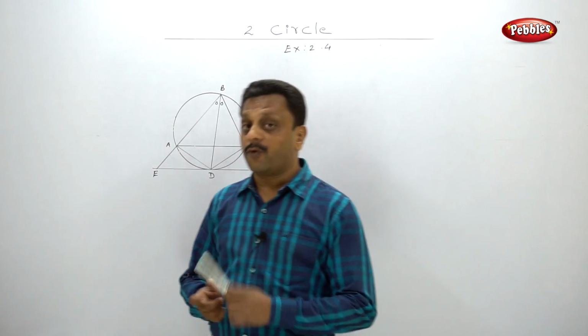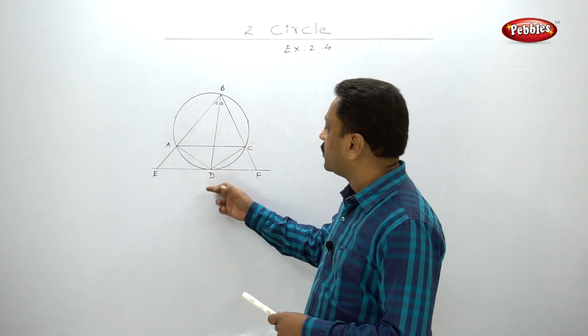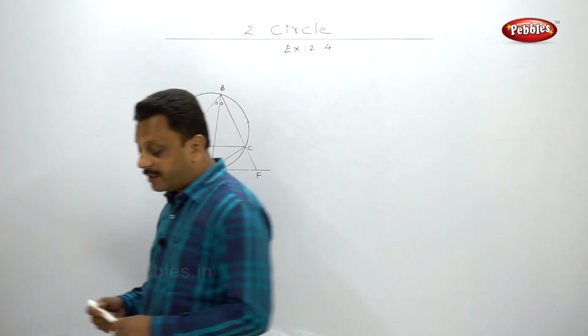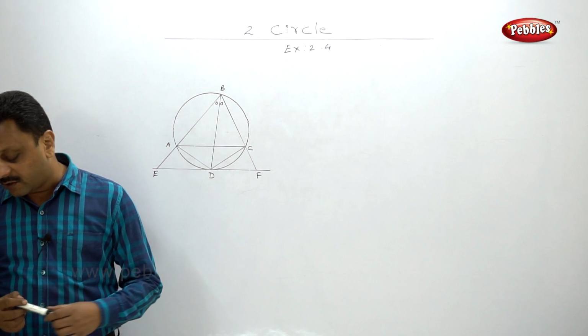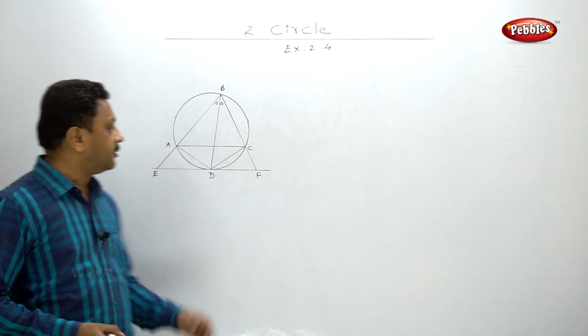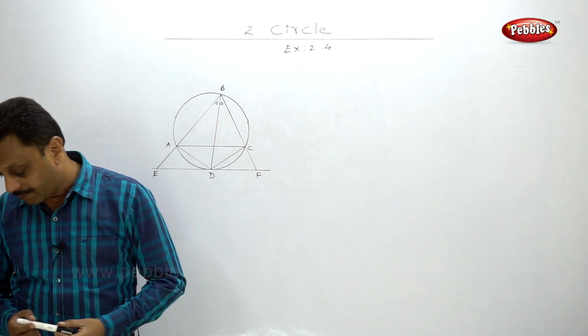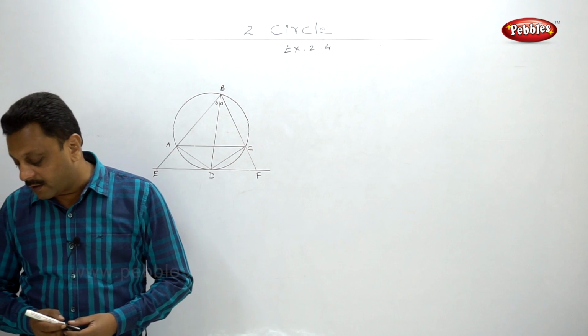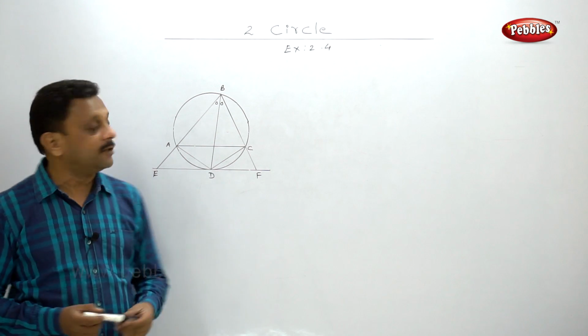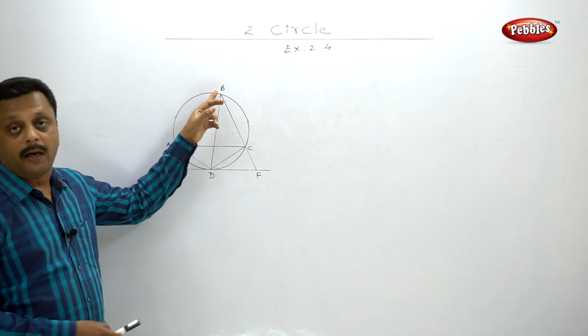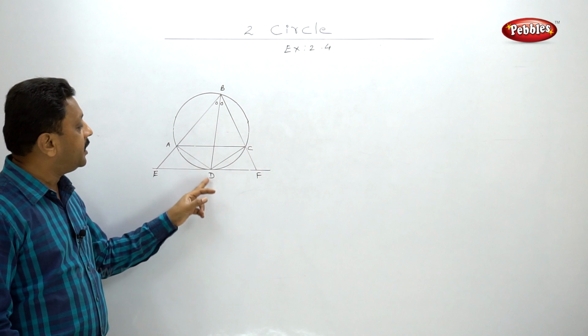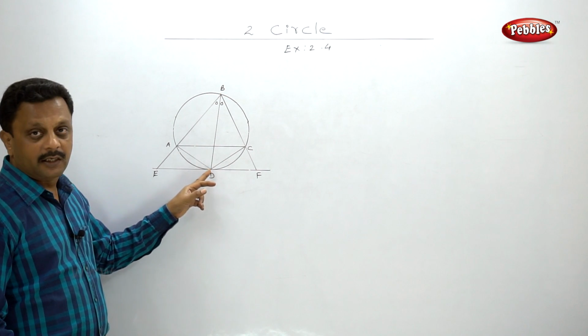Now we are going to see the fourth example of 2.4. This is the figure they have given. Let us read the problem. Suppose ABC is a triangle inscribed in a circle. This is the triangle ABC inscribed in a circle. The bisector of angle ABC intersects the circle in point D. Now the angle bisector of this B intersects the circle in D.